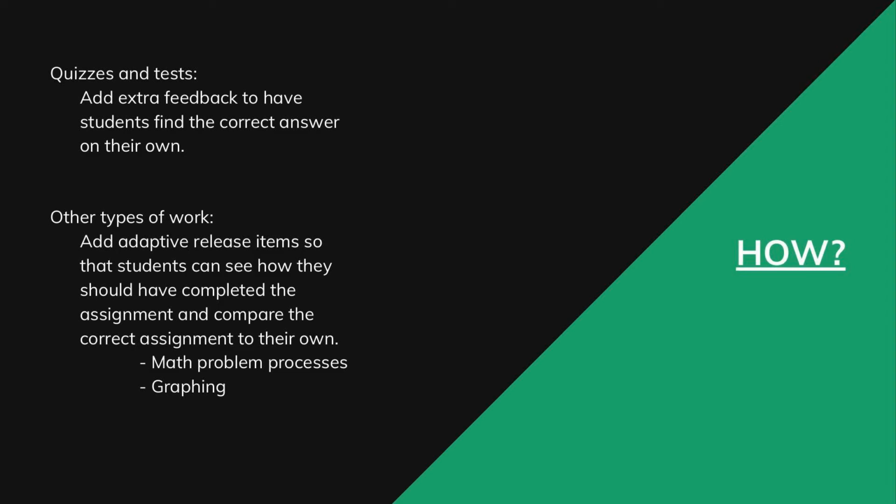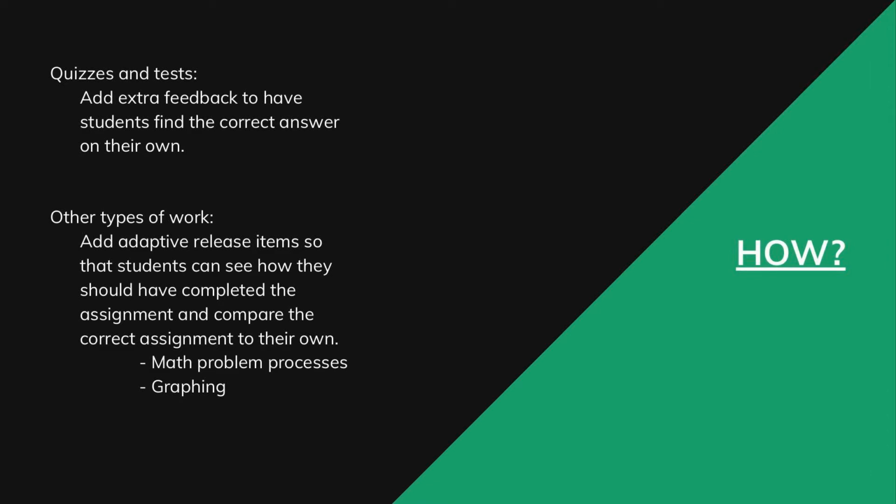So here are some other ways you can do this. With quizzes and tests, you can encourage more active learning during this feedback process by adding extra feedback so that students can actually find the correct answer on their own. So the way that I've seen or used this is often giving students, instead of just telling them the correct answer, giving them the page number or the content area to find the correct answer.